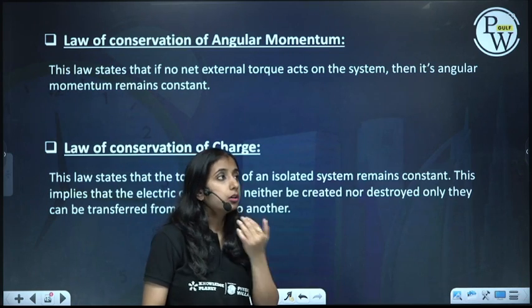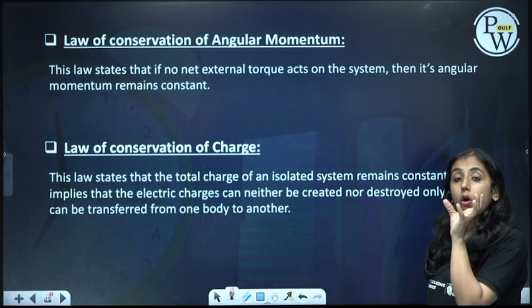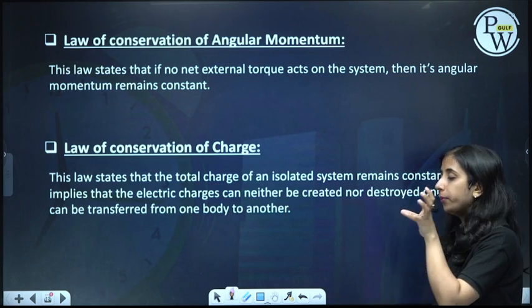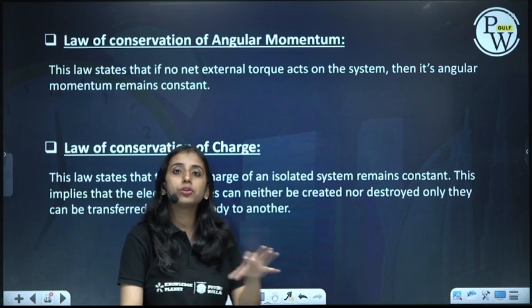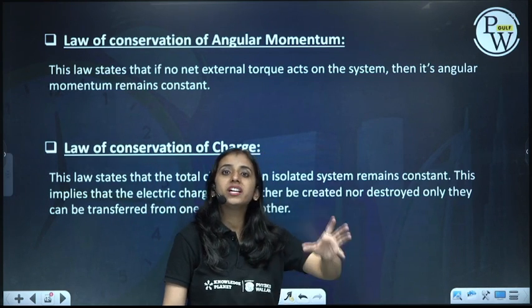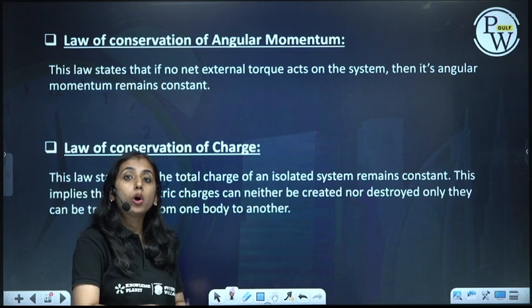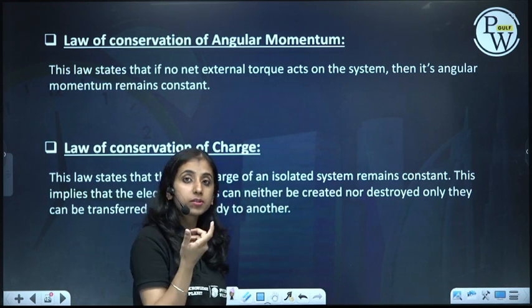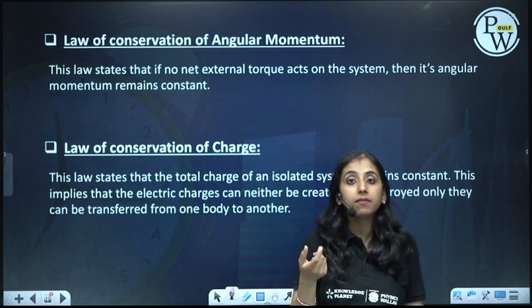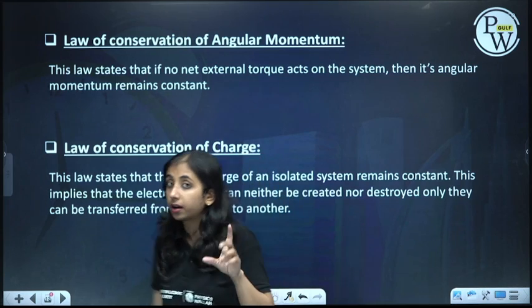Let's study the third law. The third law is the law of conservation of angular momentum. So linear momentum we have in a linear motion in a plane, when a body is moving in a line or along any curve. But when a body is rotating with respect to some axis, then we have angular momentum. So what does the law of conservation of angular momentum say?